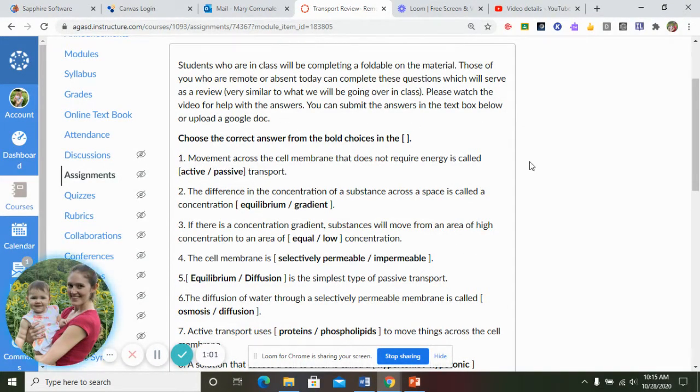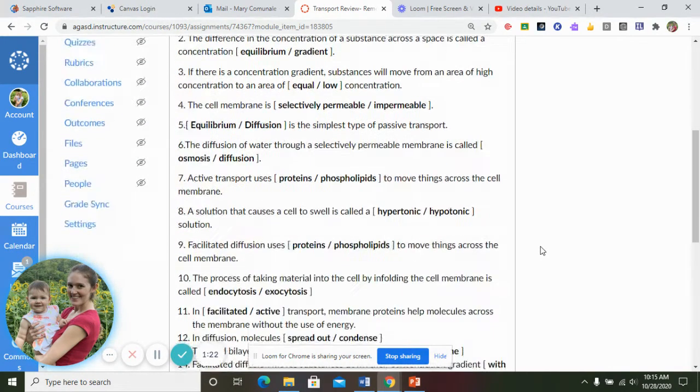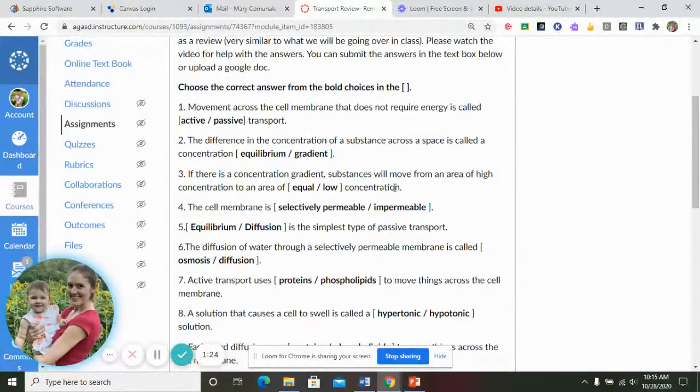If we read the instructions here, it says students who are in class will be completing a foldable on the material. Those of you who are remote or absent today can complete these questions, which will serve as a review very similar to what we will be going over in class. Please watch this video for help with the answers. You can submit the answers in the text box below or upload a Google Doc. So either way, you're going to type number 1 and put your answer choice. The answer choices are in brackets and they're also bolded for you. There are 17 total questions here.